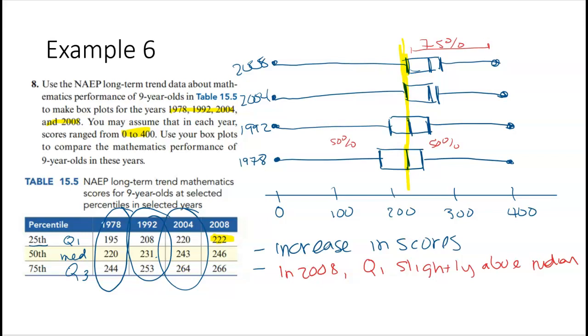So in 2008, let's look at the median. The median is slightly above the 1978 Q3. So we can even see that we're doing so much better than in 1978. We can see how that's improved over time. Let's look at another example.